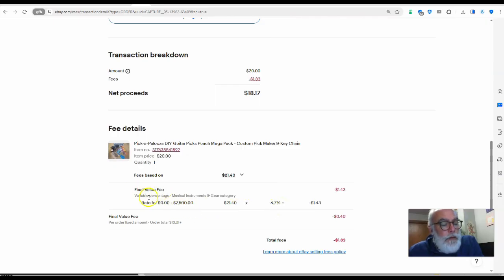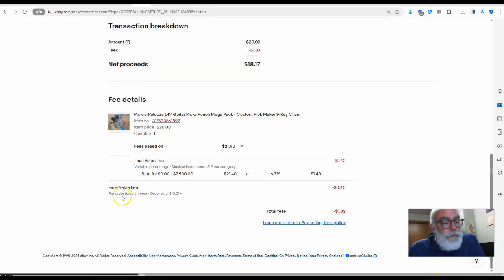Final value fee, variable percentage, musical instruments and gear category. So I see that my category fee is 6.7%, so $1.43. And then I suppose the additional amount is my 2%.